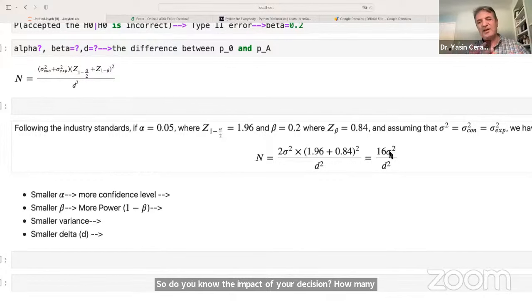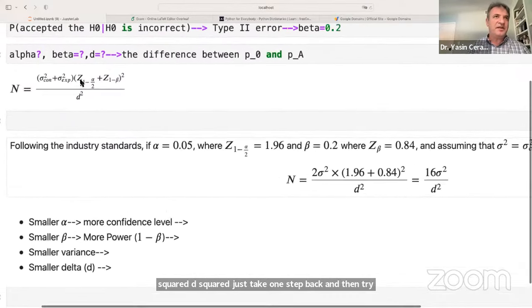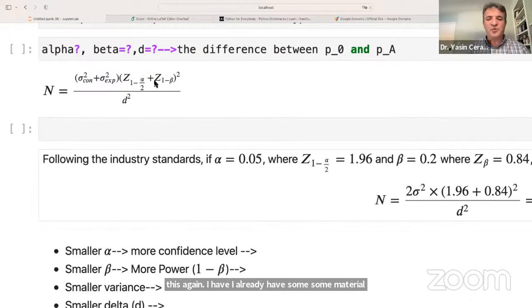Do you know that? So that's why, maybe before we get into this 16 sigma squared over D squared, just take one step back and try to understand where this comes from. I already have some material on how I obtain this formula, but I don't want to go beyond this. It's going to be maybe another full session to talk about this, so let's not get into it. But if possible, don't memorize this.